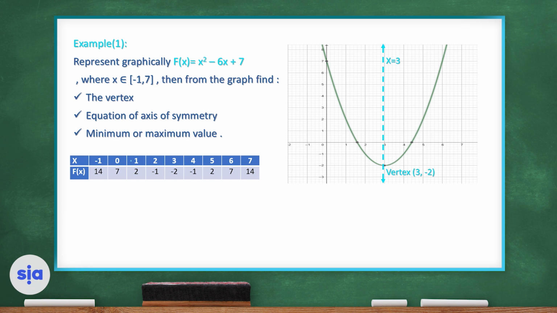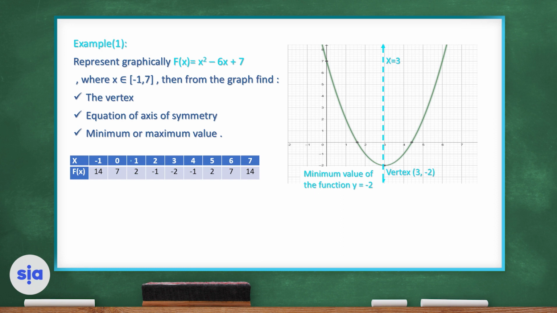And as you can see here, this vertex, is it a minimum point or a maximum point of the graph? For sure, it's the minimum point of the graph, right? What is its minimum value? It is the y part of the vertex, which is -2. So here, it has a minimum value of y equals -2.